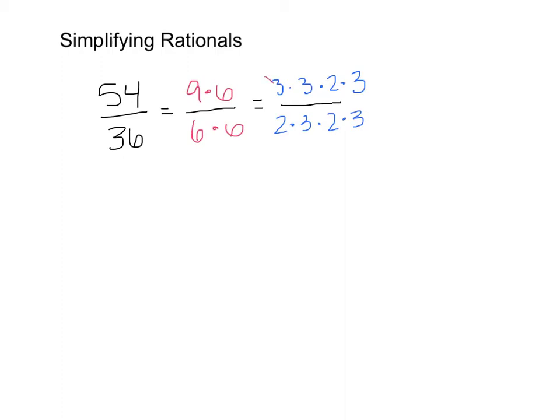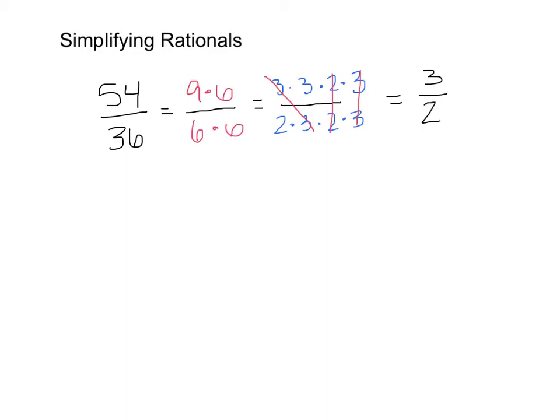So I see I have a 3 on the top and the bottom. They become 1, so I can cancel them out. I have another 3 and 3 on the top and the bottom, so I can cancel those out too. I can also cancel out a 2 and a 2. So it looks like my simplified fraction is 3 left on top and 2 left on the bottom.